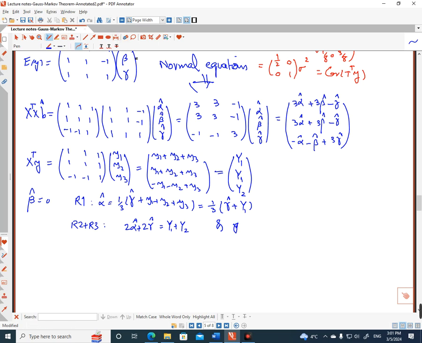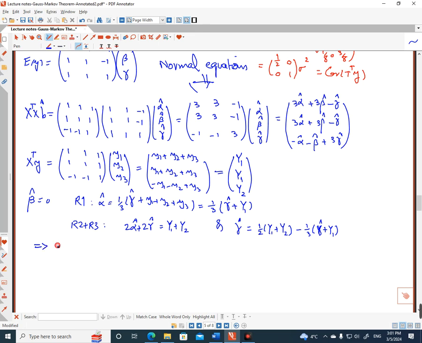Sorry, let me write it better. The gamma hat is then equal to half Y1 plus Y2 minus 1/3 gamma hat plus Y1. It comes from alpha hat.